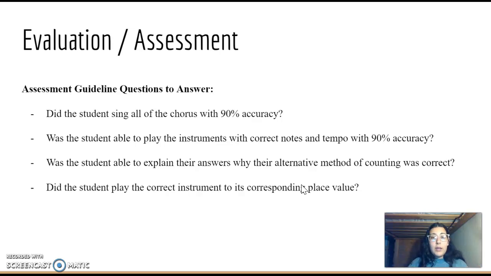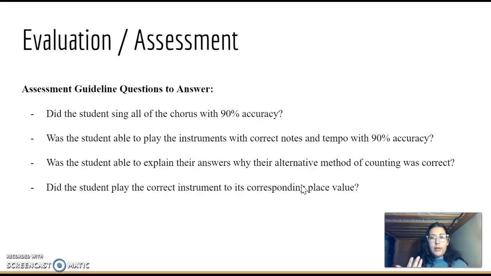And second, was the student able to play the instruments with correct notes and tempo with 90% accuracy? So again, by the final time you play the chorus, is everyone keeping up with the right tempo? Are they playing the correct instrument, and all that? Was the student able to explain their answers, why their alternative method of counting was correct? So in my example, that student who suggests the 30 claps, were they able to explain why that is correct, or were they having troubles?